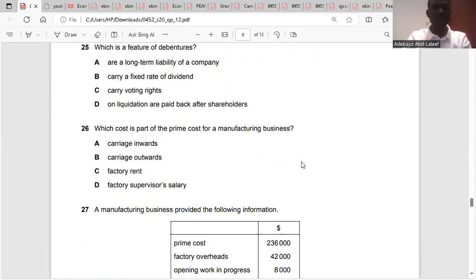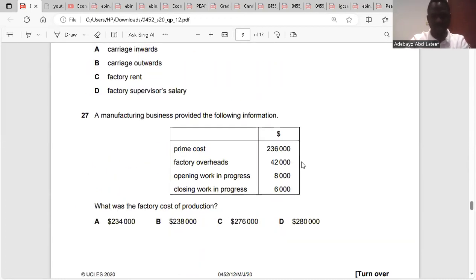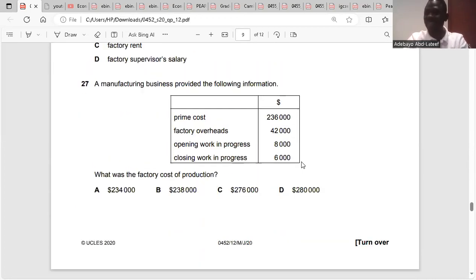26. They said, which cost is part of the prime cost for a manufacturing business? The prime cost items are direct material, direct labor cost, and carriage inward, because carriage inward is part of your direct material. So A is the answer. 27. Did you get 27 right? Yes. Great.